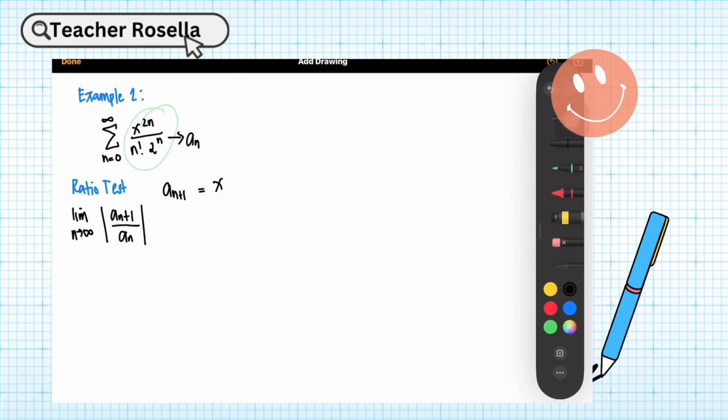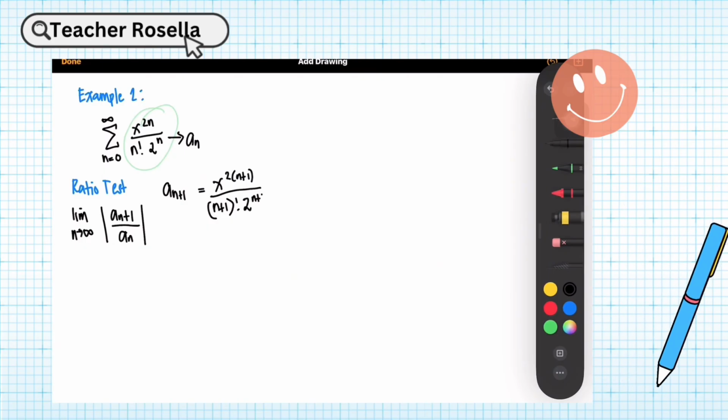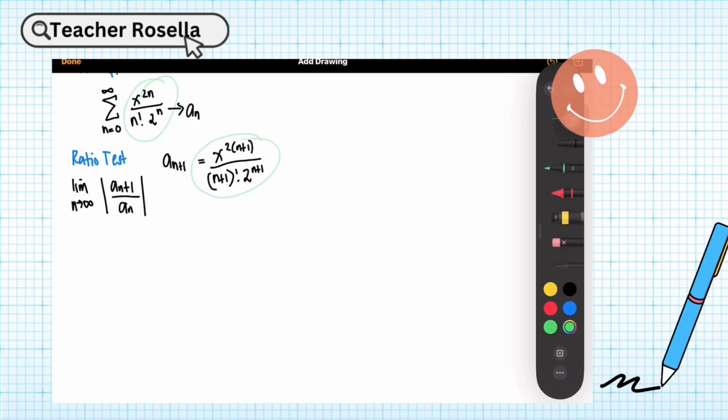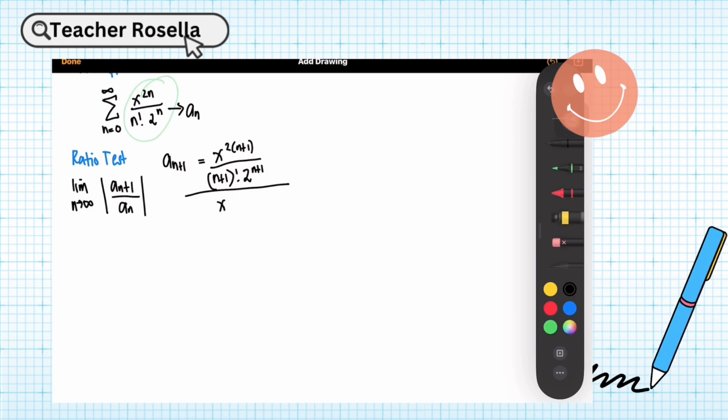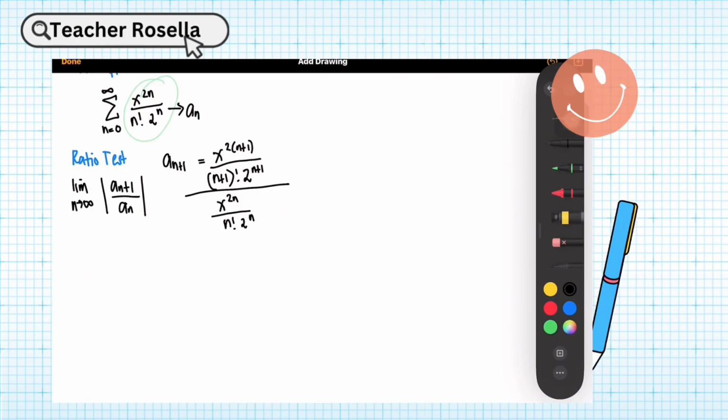For our a sub n plus 1, we just put plus 1 in every n term. So we have the absolute value of x^(2n+1) over (n + 1) factorial times 2^(n+1). That will be our dividend, which is our a sub n plus 1. And for our divisor, we just copy our a sub n, which is our given: x^(2n) over n factorial times 2^n. Now, this is the absolute value equation.